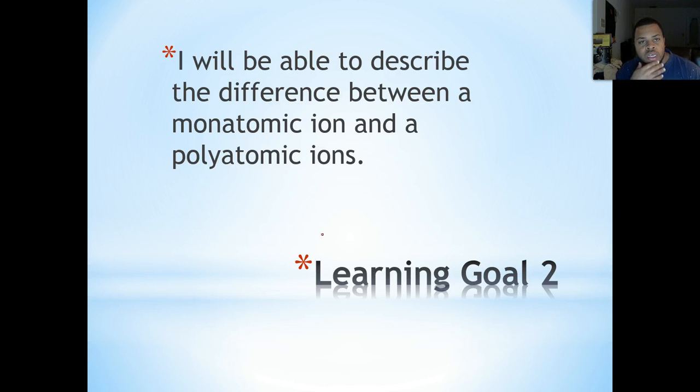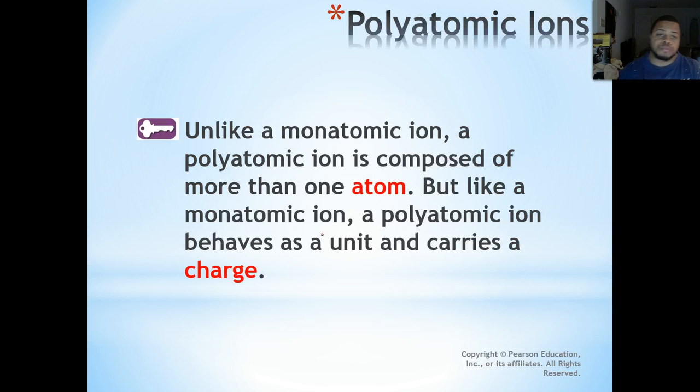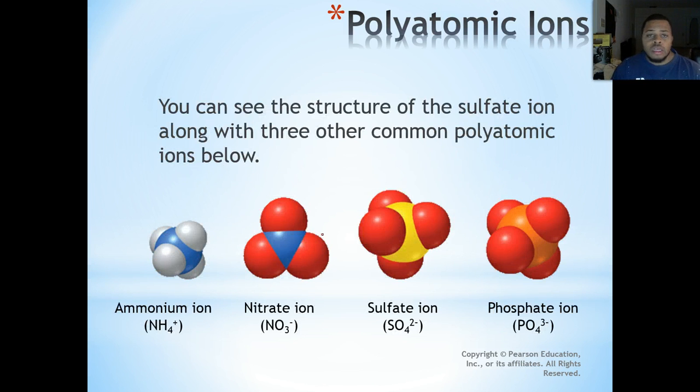So our learning goal here: I'll be able to describe the difference between monatomic ions, mono meaning one, and polyatomic ions, meaning many. So unlike monatomic ions, the polyatomic ion is composed of more than one atom. But like a monatomic ion, a polyatomic ion behaves as a unit and carries a charge. For the examples that we're going to look at, even though it's made of more than one atom, and you're usually going to see a lot of oxygen thrown around in here, it's going to behave as though it's one cohesive unit, one piece that sticks together and has only one charge.